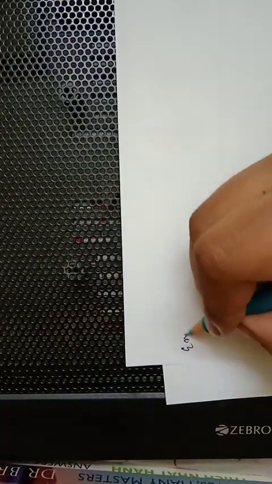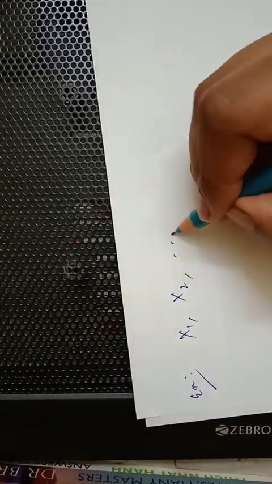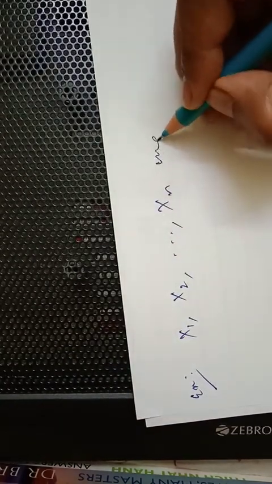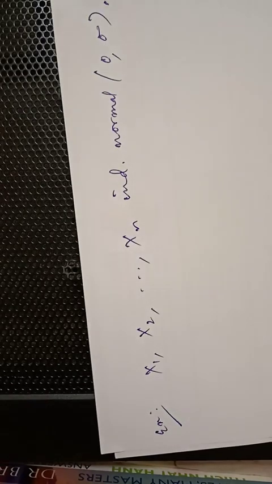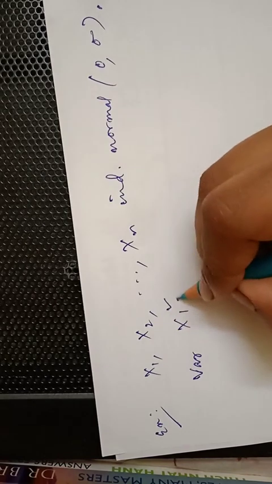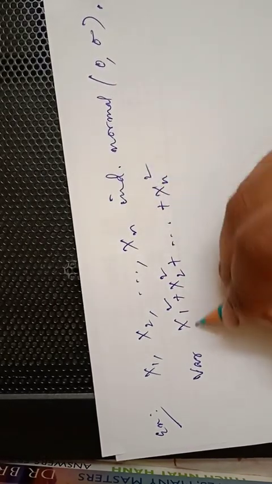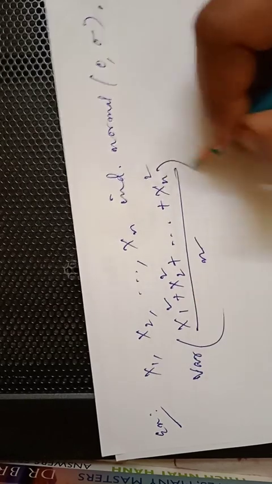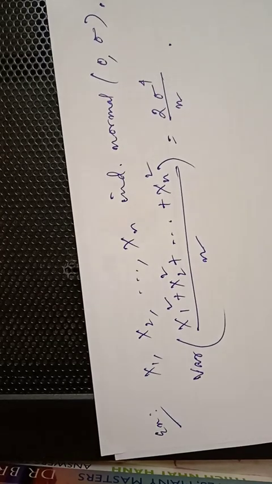Next one. If X1, X2, ..., Xn are mutually independent normal (0, sigma) variates, then show that the variance of (X1 square plus X2 square plus ... plus Xn square) by n is equal to 2 sigma to the power 4 by n.